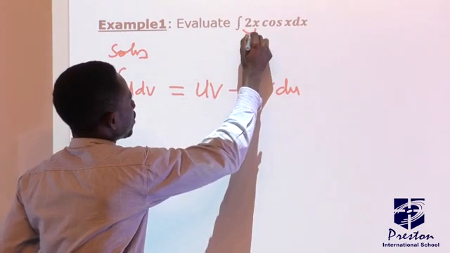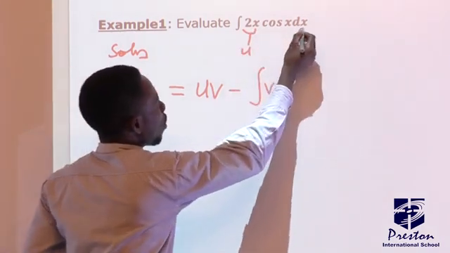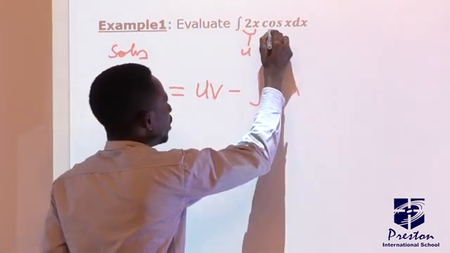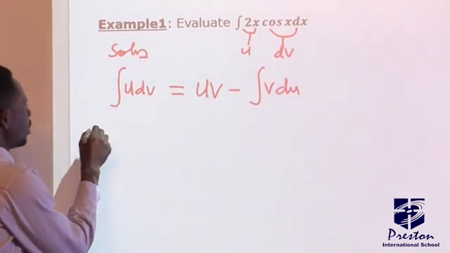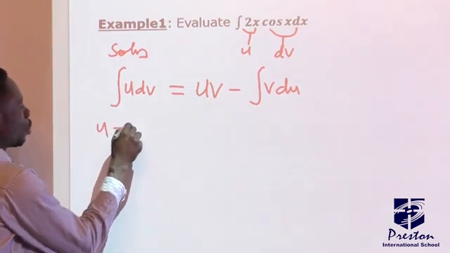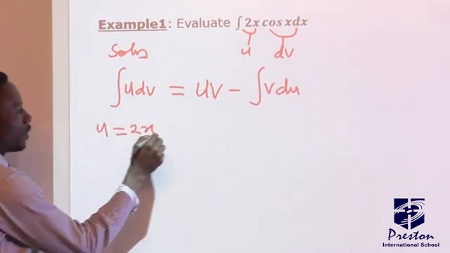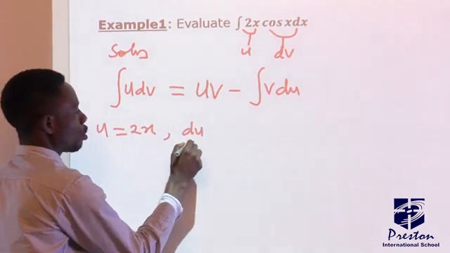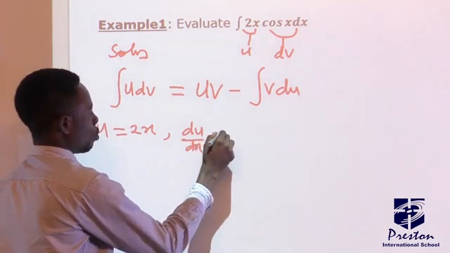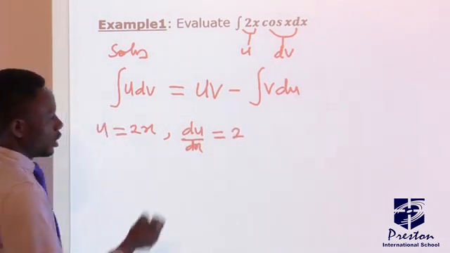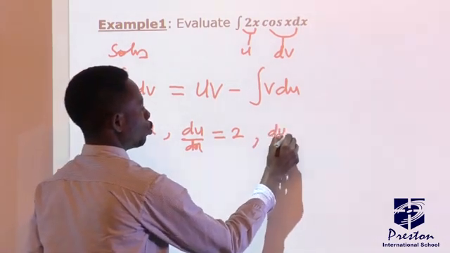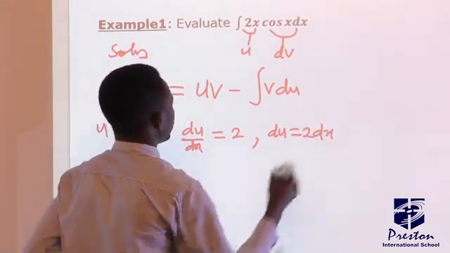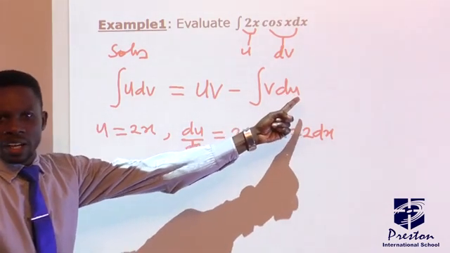We always make this as our u. Then the one that has the dx should be made our dv. At this point, we can say u is equal to 2x. Definitely, when we differentiate u with respect to x, we get 2. Then we can make du the subject of the formula to have du equal to 2 dx, so that we can have it substituted here.